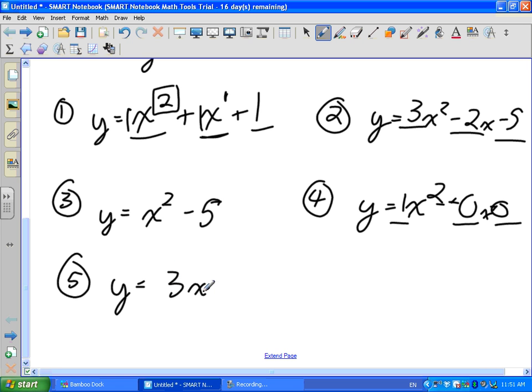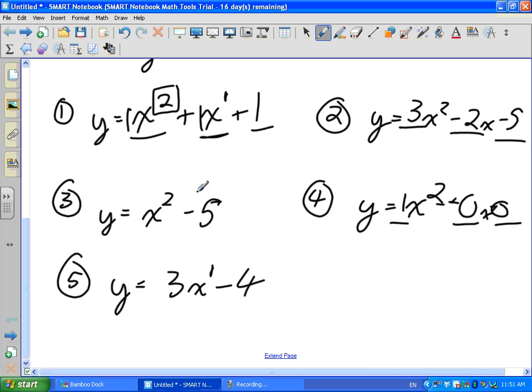Quadratic or non-quadratic? Non-quadratic. And why is that? What's the exponent? 1. That's right. What would you call this relationship? Not a quadratic relationship, but a linear one, like in grade 9, right? The exponent's 1. This is linear.